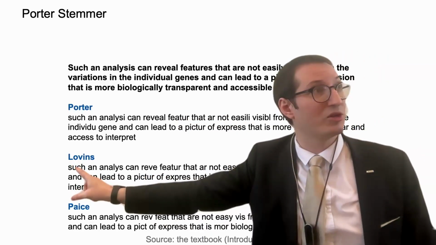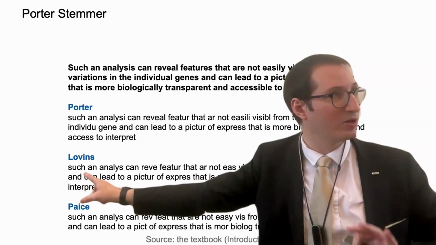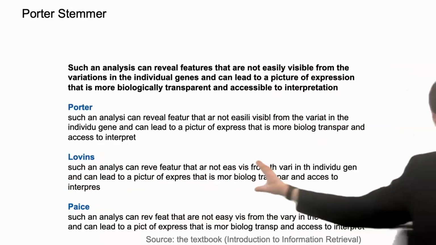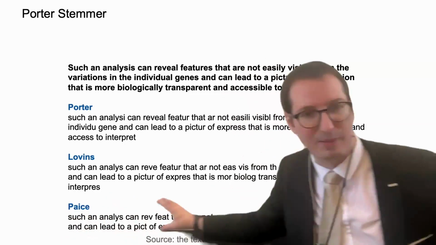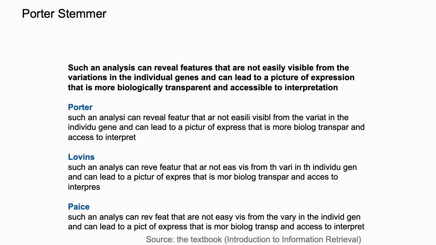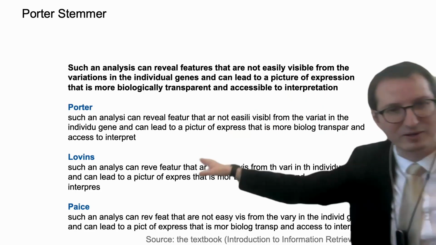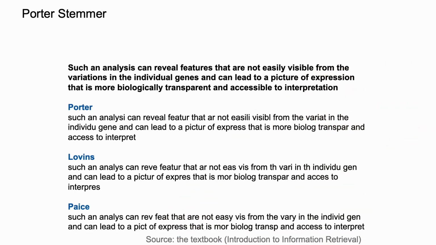This here, Lovins, is just a different algorithm. It's the same thing, does exactly the same thing, but it just uses different rules. That's called the Lovins stemmer. And here we have the Pace stemmer that uses yet a different set of rules. Okay, so they are competing, right? Different algorithms, but this is one way that is, again, very easy to implement because it's just about going through the rules and applying them, and that gives you the normalized types that you can use for your index.